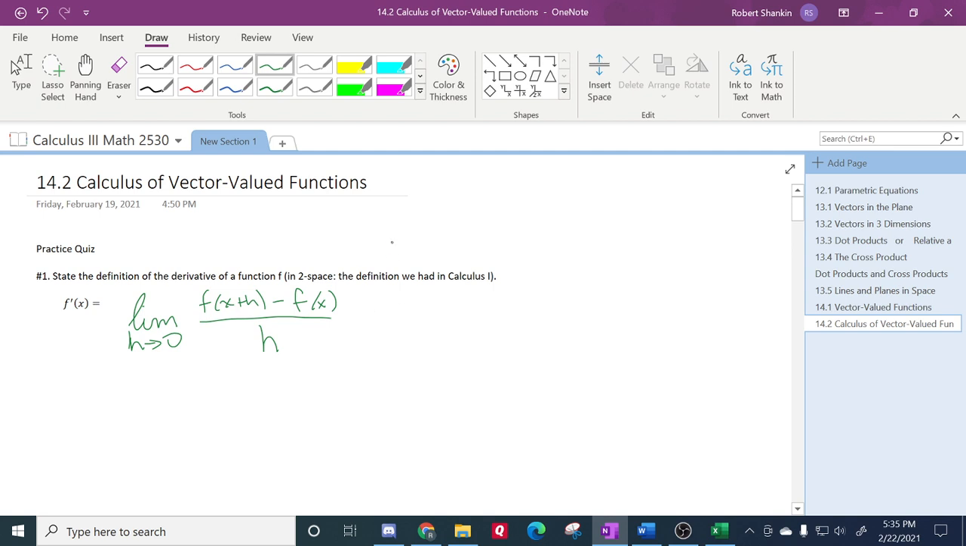And this top part is representing the change in the y, and that's representing the change in the x. It's a slope. It's the instantaneous slope.